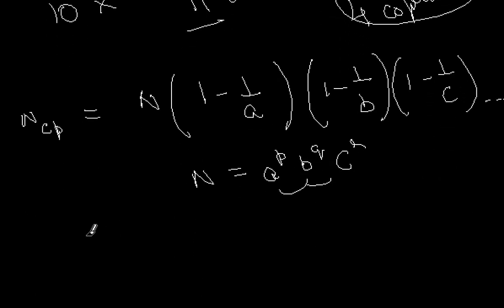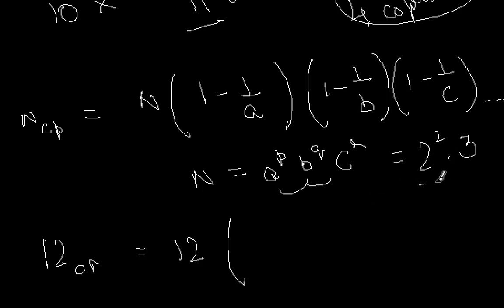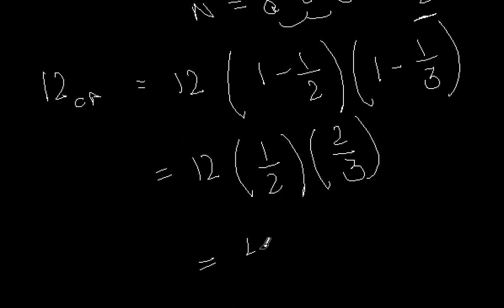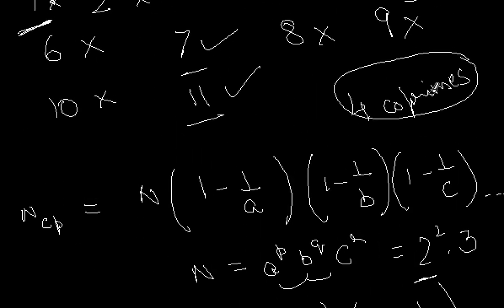In the case of 12, the number of co-primes would be 12 into, since 12 was written as 2 square into 3, the value of a is 2, so 1 minus 1 upon 2, and the value of b is 3, so 1 minus 1 upon 3. This comes out to be 12 into 1 upon 2 into 2 upon 3, which is 4, also the required number of co-primes which we got by counting them.